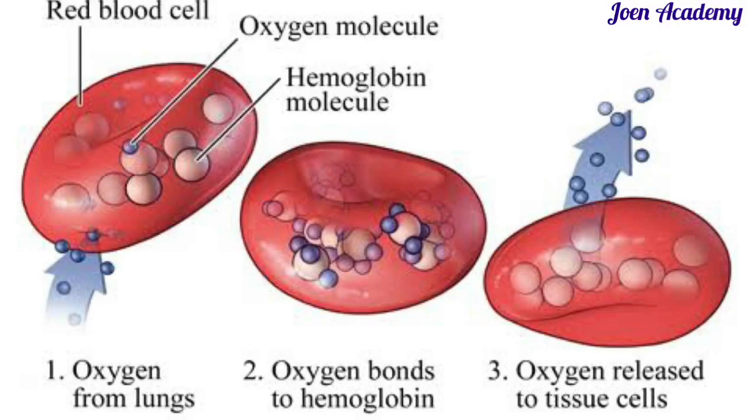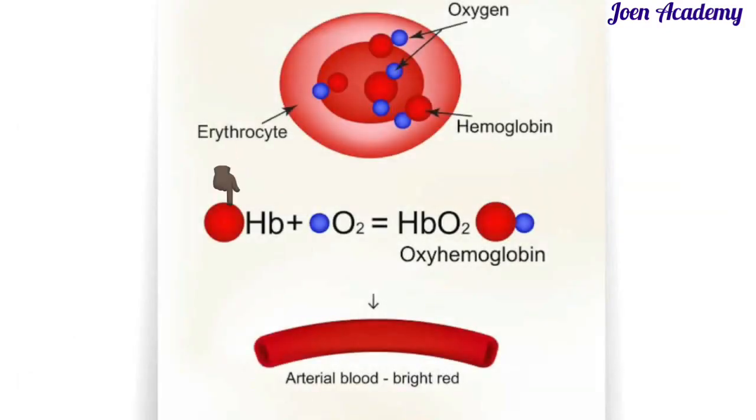Let's look at the functions of the red blood cells. The primary function of the red blood cell is to transport respiratory gases, which are oxygen and carbon dioxide. Hemoglobin plays a huge role in the transport of oxygen from the lungs to the tissues. It combines with oxygen to form oxyhemoglobin. About 97% of oxygen is transported in the blood in the form of oxyhemoglobin.